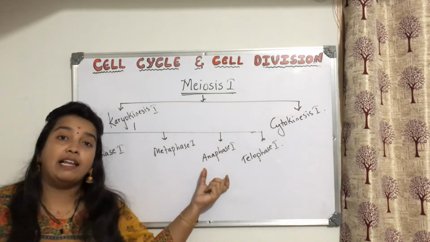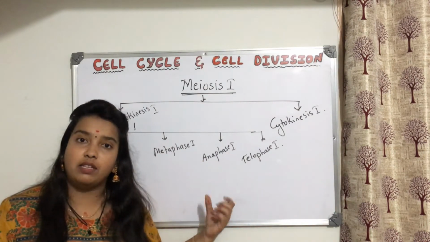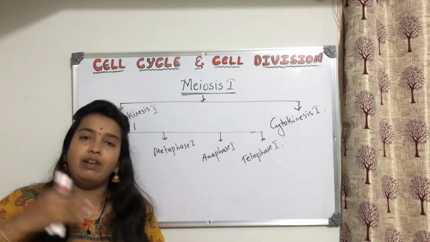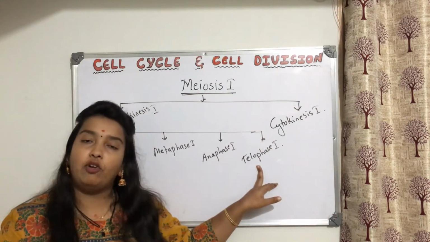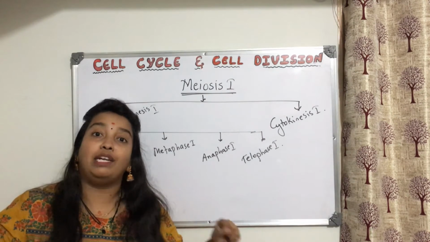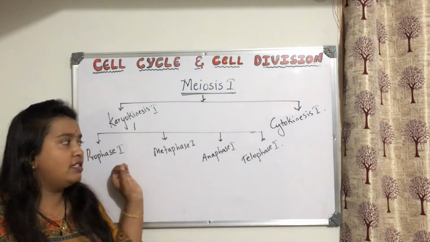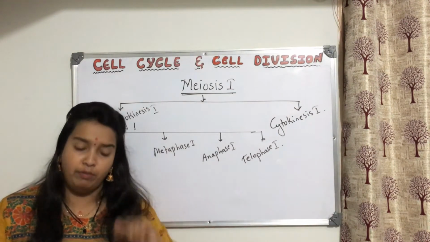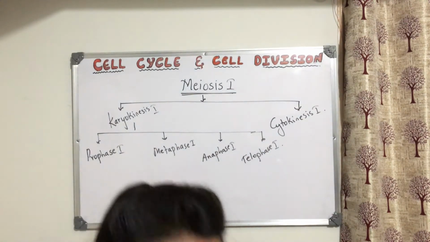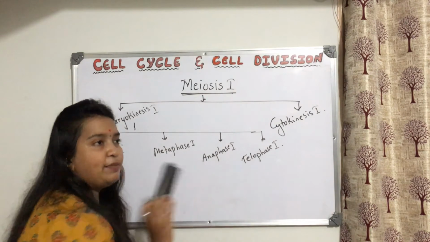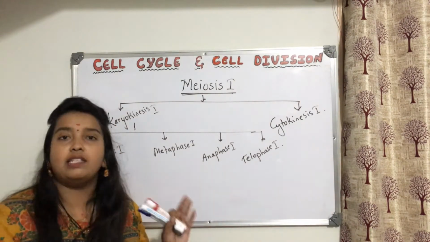But what is the main feature of anaphase? The chromosomes divide. Then in telophase, they are at the poles. Telo means end, and they are carried towards the end. So these are the same for both mitosis and meiosis. The concept is the same, and what the difference is, we will see now.